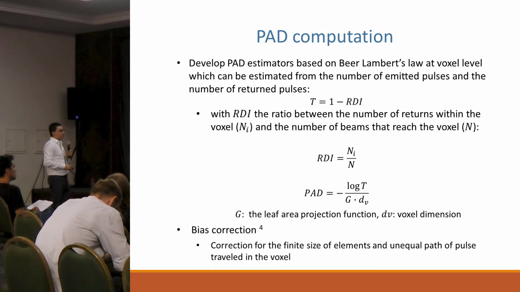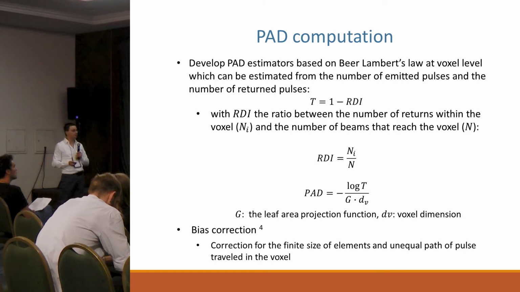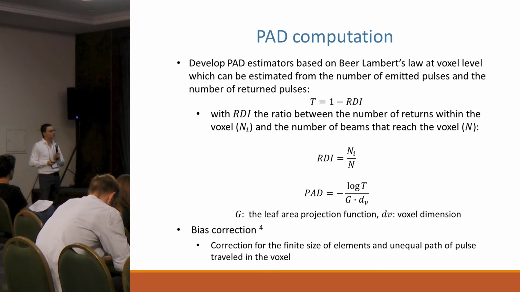For the PAD computation, we developed an estimator based on real numbers at voxel level, from the number of emitted pulses and the number of returned pulses. So we have 1 minus RDI, the relative density index, which is the ratio between the number of returns within the voxel and the number of beams that reach the voxel. Actually it's a bit more complex, but it tells the story.